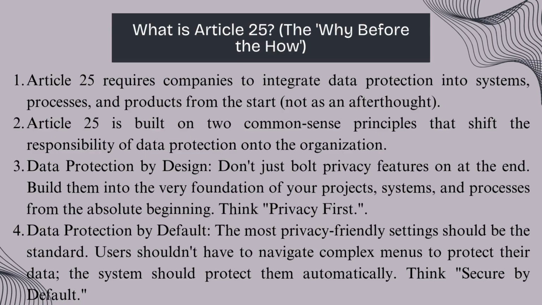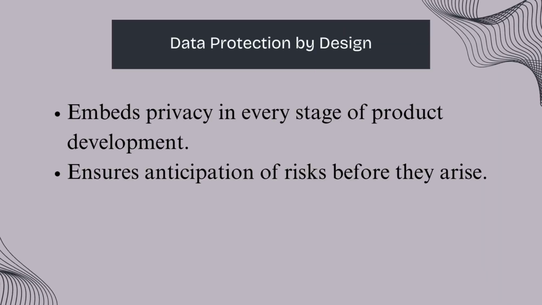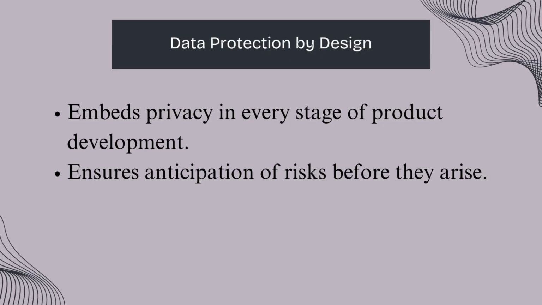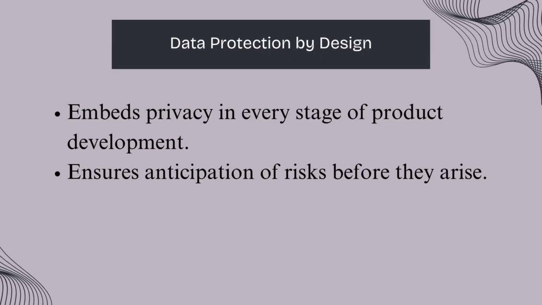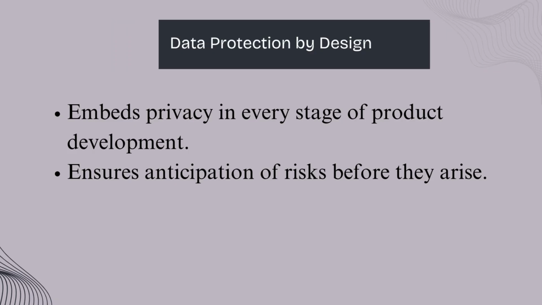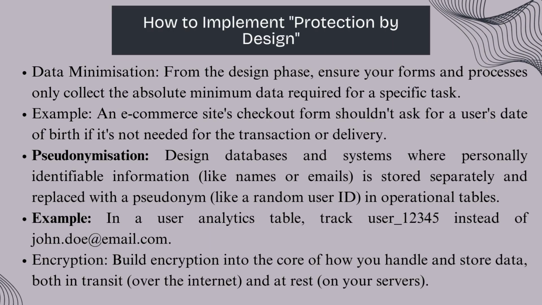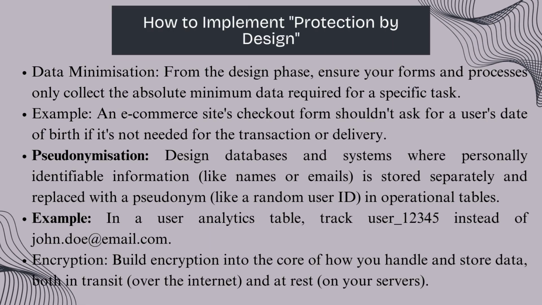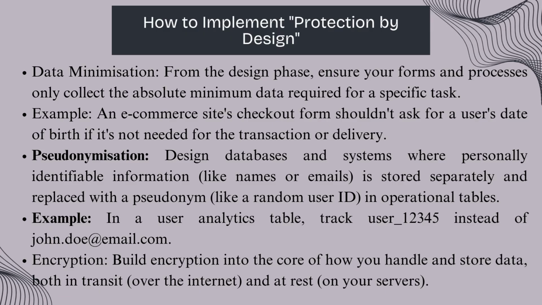Let's start with the first one: data protection by design. This principle means privacy is built into every stage of your project life cycle, from planning to design to development. It's about anticipating privacy risks before they even arise. For example, when you build a new website, you don't wait until it's live to think about cookies or data collection. You design it in a way that is already compliant with GDPR from the very beginning.